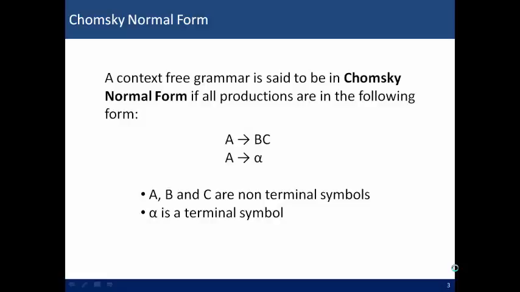Chomsky normal form is defined as follows: if all productions are of the form A tells to BC or A tells to alpha, a single terminal, then we can say that a given grammar is in Chomsky normal form.